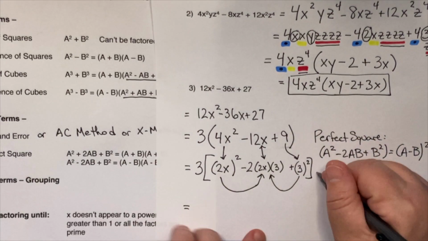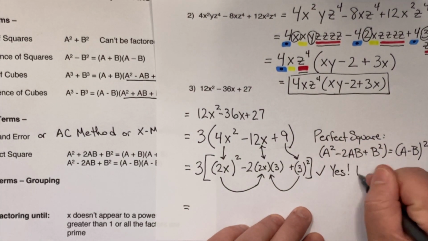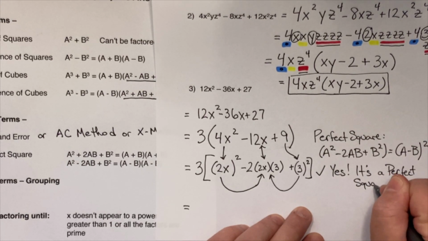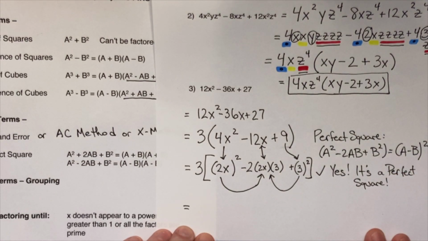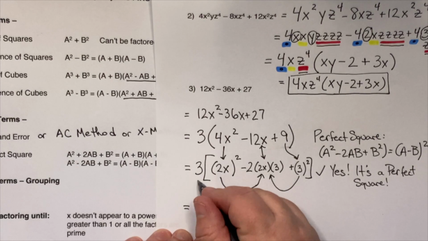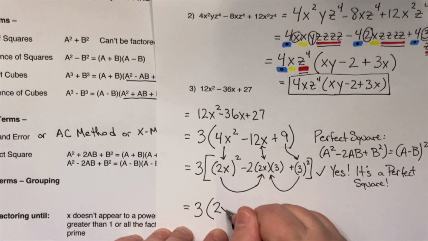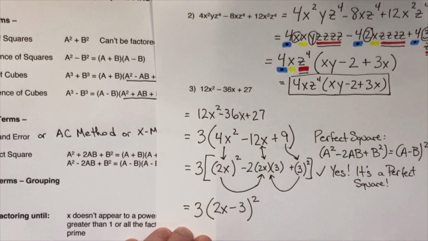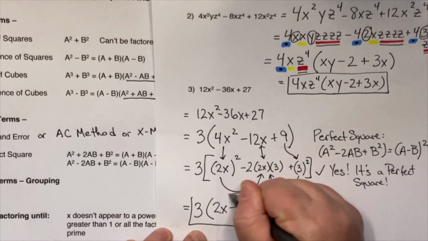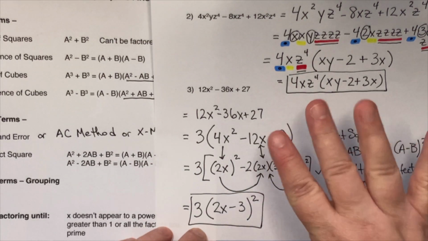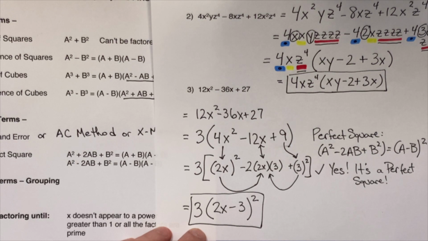Okay, so since I have, let me write this out, it's a perfect square. Woohoo! Since it's a perfect square, I can use this formula and I say, okay, I've got the 3 that was outside. Then I take the A, which was the 2x, minus the B, that's the 3, and write it squared. And that's it. We've got our completely factored trinomial. Woohoo! Okay, you guys are awesome and amazing.